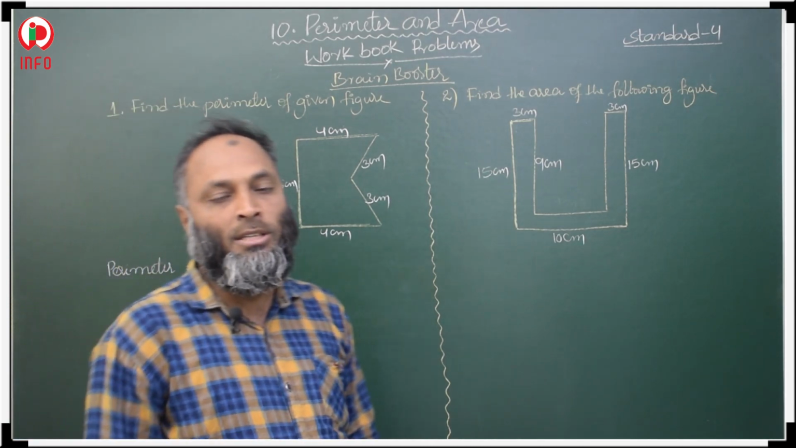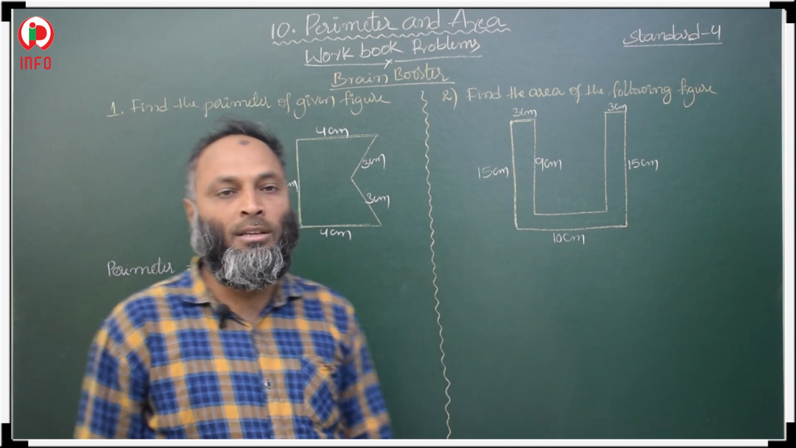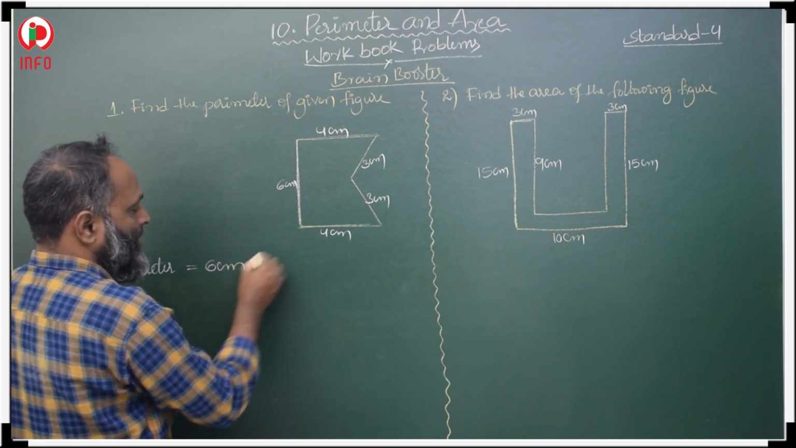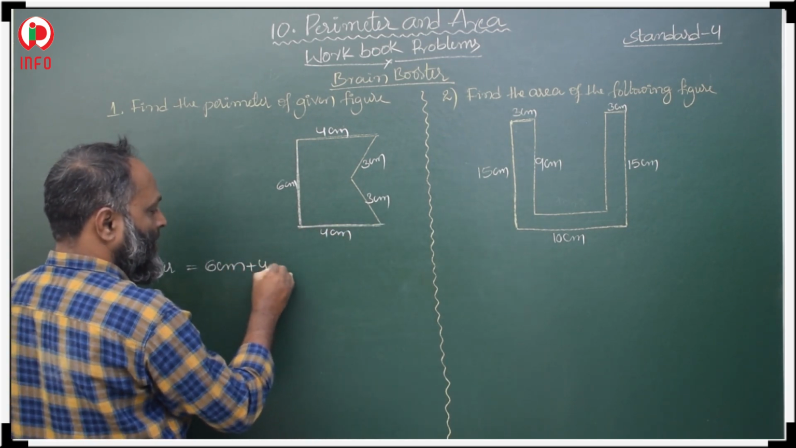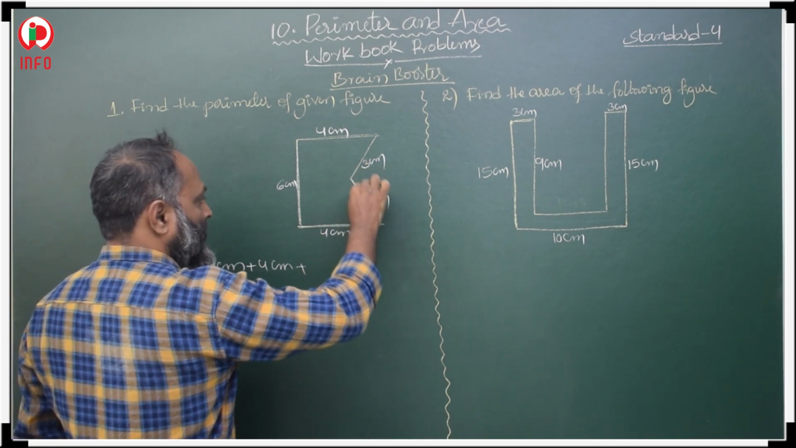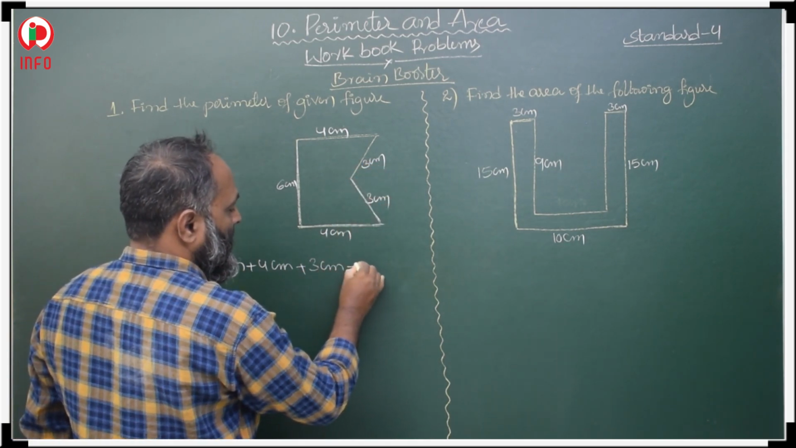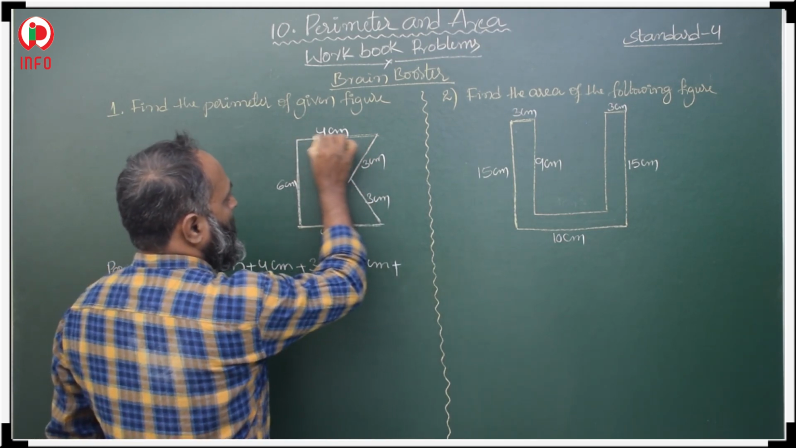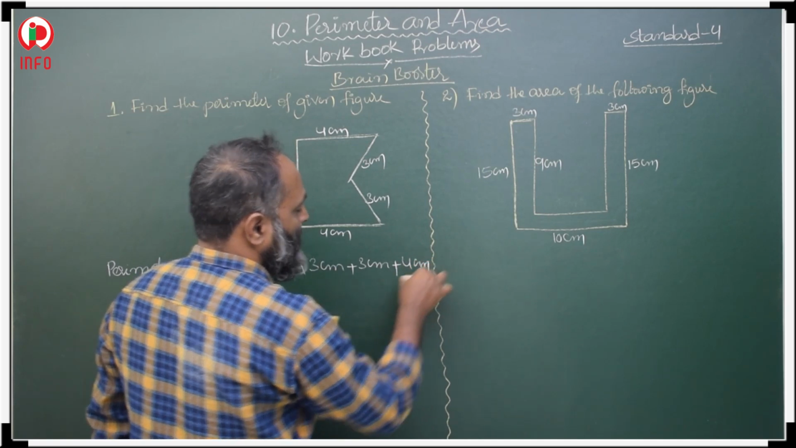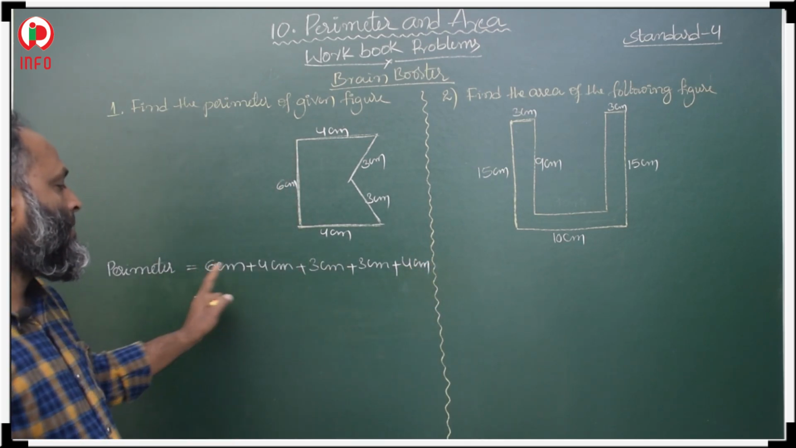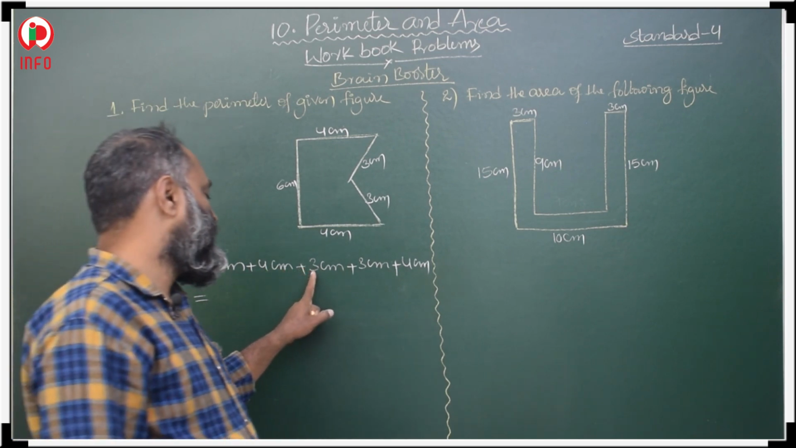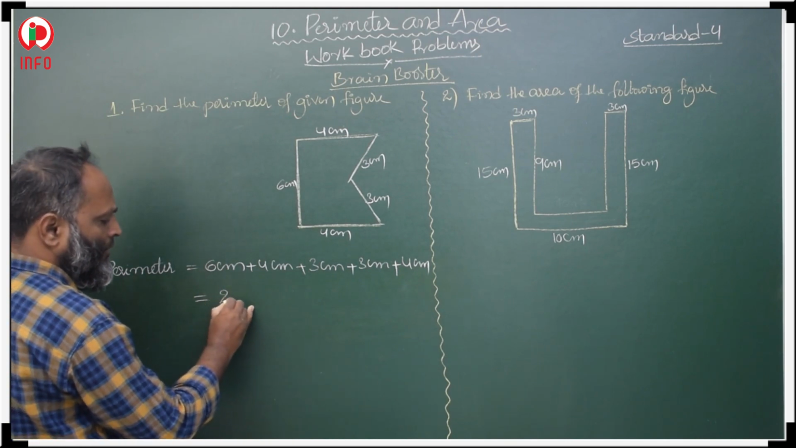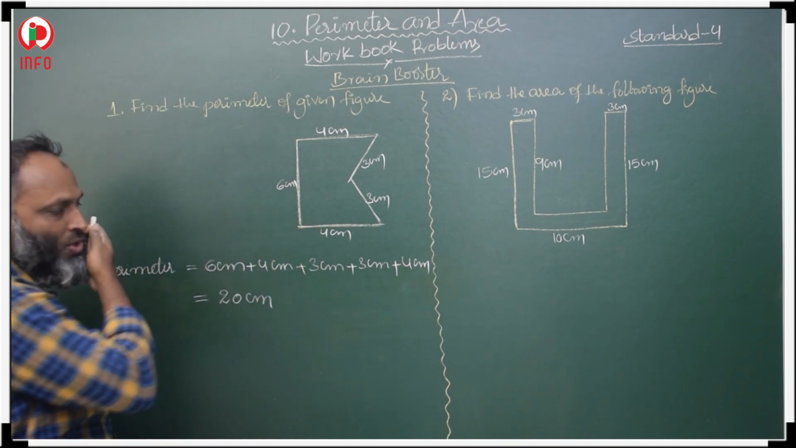Perimeter means we just add the lengths of the boundaries. So, here we have 5 sides. This is the first side 6 centimeters, second side 4 centimeters plus 4 centimeters, the third side 3 centimeters, fourth side again 3 centimeters, and the last side 4 centimeters. So, we should add these sides. 6 plus 4 is 10, 10 plus 3 is 13, 13 plus 3 is 16, 16 plus 4 is 20, 20 centimeters. This is the perimeter of this closed polygon.